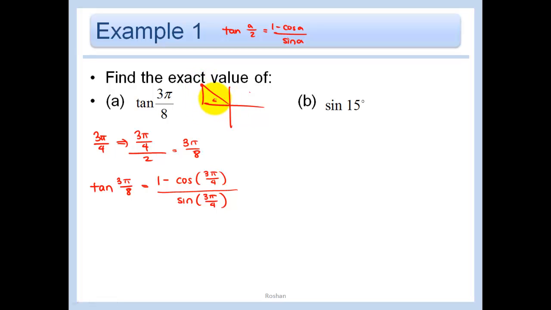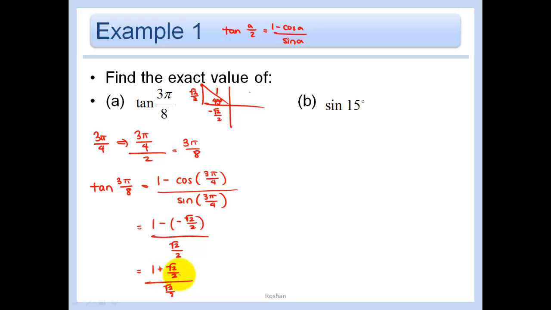3 pi over 4 leaves us with 45 degrees as our reference angle. So we know this is root 2 over 2, and that's positive, and this is negative root 2 over 2. This is always 1. So the cosine would be 1 minus a negative root 2 over 2, over the sine, which was just the positive root 2 over 2. So we have 1 plus root 2 over 2, over root 2 over 2.